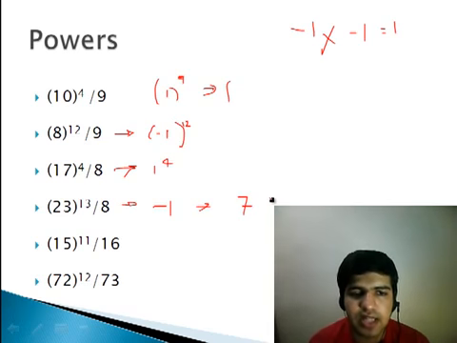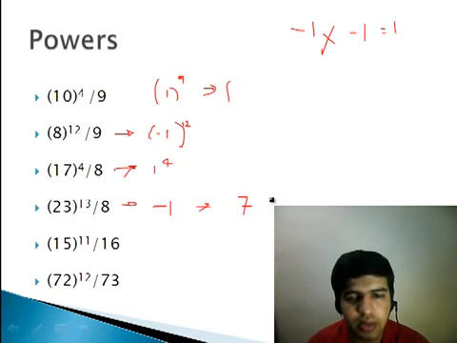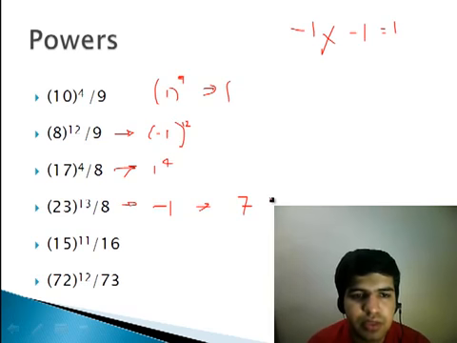You can check this on your calculator also. 23 raised to 13 divided by 8, when you do the mod, you are left with the remainder part only. So you can do this. 15 raised to 11, same. I'll leave the rest to you.